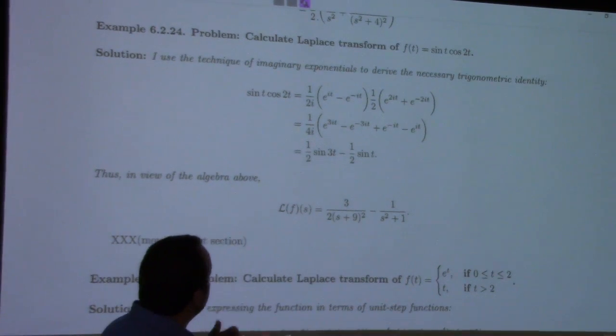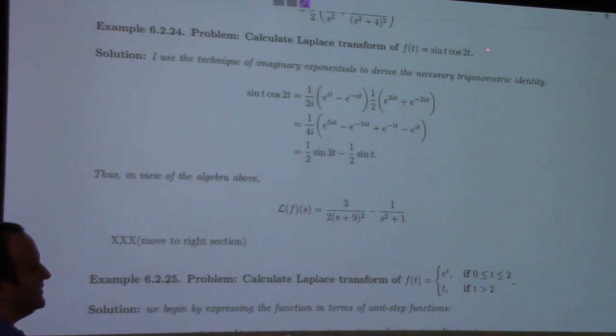So how would you calculate the Laplace transform of sine t cosine 2t? For this one, basically, what you've got to do is convert it into things you know how to take the Laplace transform of, namely sines and cosines. But you can do that with the imaginary exponential technique, for example. You can derive that sine t times cosine 2t is actually 1/2 sine 3t minus 1/2 sine t. But these we can take the Laplace transform of. So the Laplace transform of sine t cosine 2t is in fact 1/2 of 3 over s.